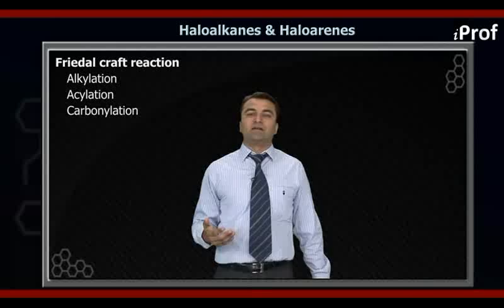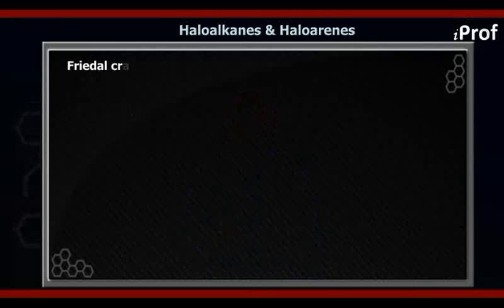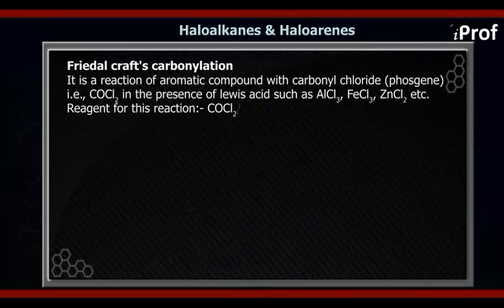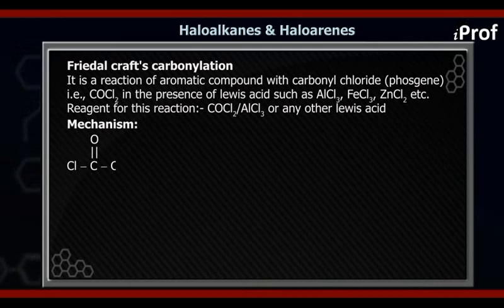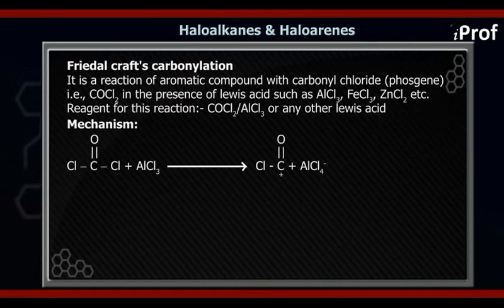So next type of the Friedel-Crafts reaction which we have is the Friedel-Crafts carbonylation. In this case the reagent for the reaction is basically carbonyl chloride, that is C double bond O Cl2, also known as phosgene. Now we carry out this reaction in the presence of again a Lewis acid, like aluminium chloride, that is AlCl3, or we can also use FeCl3. So AlCl3 reacts with the COCl2 and forms C double bond O positive Cl plus AlCl4 negative. Now this C double bond OCl is again the electrophile.